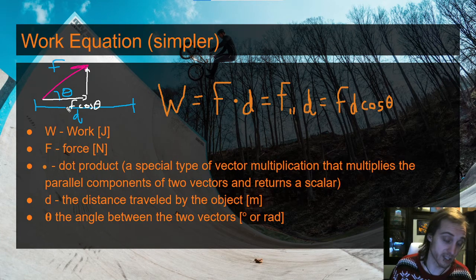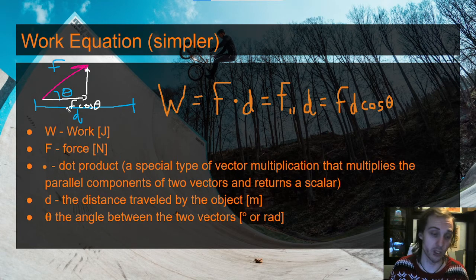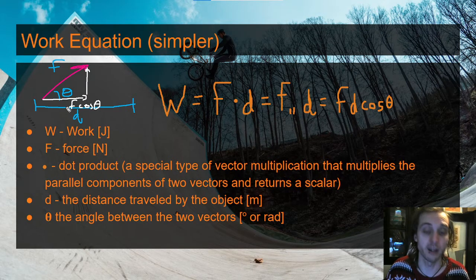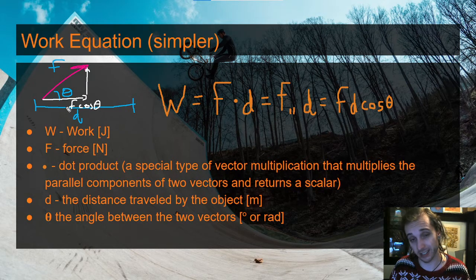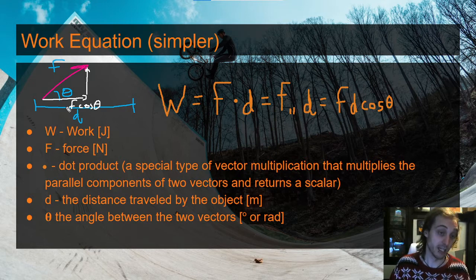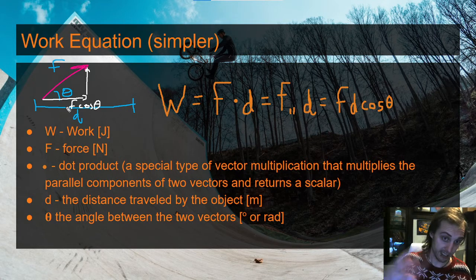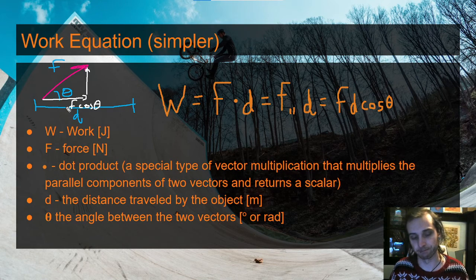F is your force that's measured in newtons. The dot between the two is the dot product. It's one of the two types of vector multiplication, and it returns a scalar. So work is actually a scalar and not a vector. It doesn't have a direction, but it can be positive, meaning gaining, or negative, meaning losing.